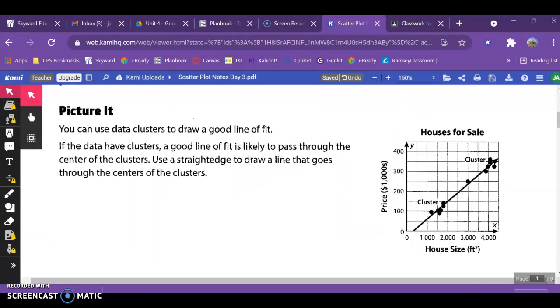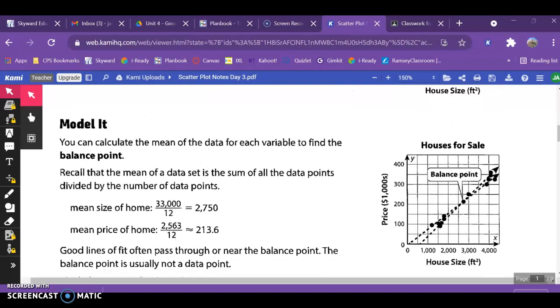So here is the line that they have drawn. And it says you can use the data clusters to draw a good line of fit, which is what I just did. It's likely to pass through the center of the two clusters, and then use a straight edge to draw the line that goes through the centers. So that's the method that I just used.